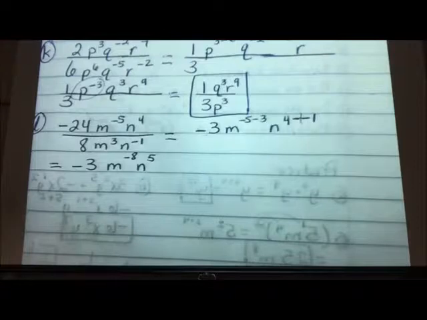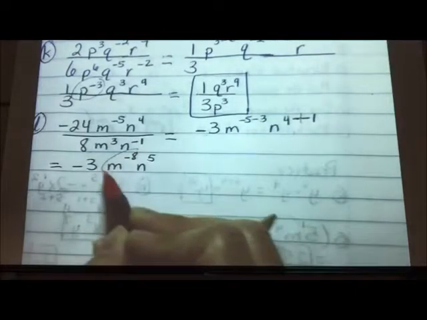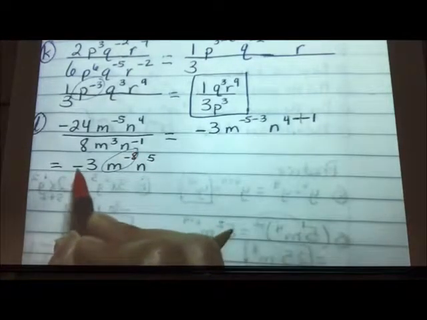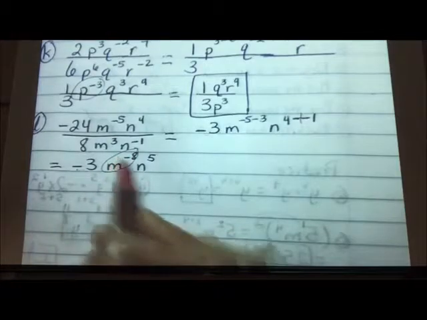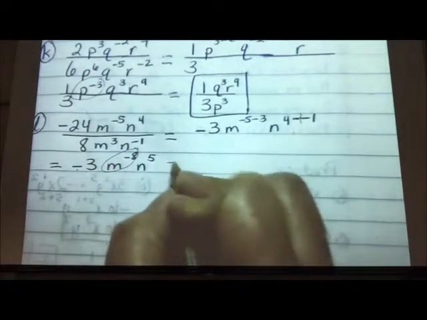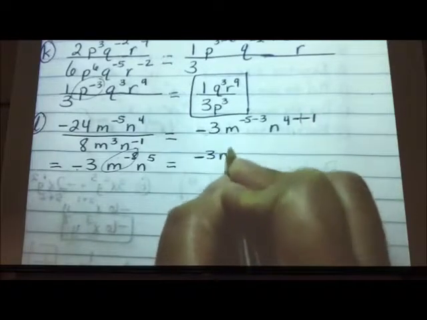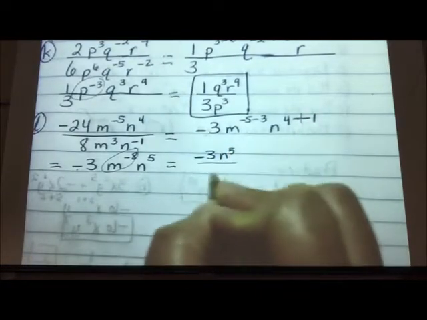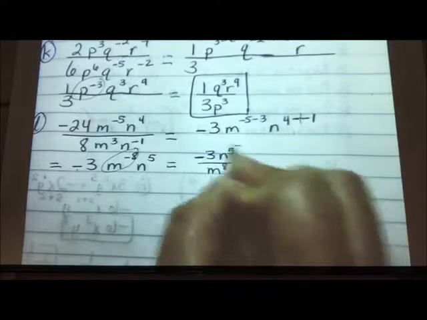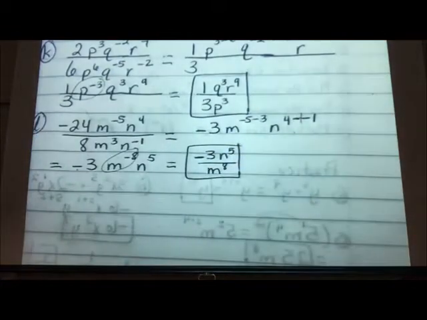Now, we only look at negative exponents. This is the only one. The numbers could be negative, but not your exponent. So when I rewrite this, there's a negative 3 on top, the n to the 5th power. In the bottom, we're moving the m to the 8th.